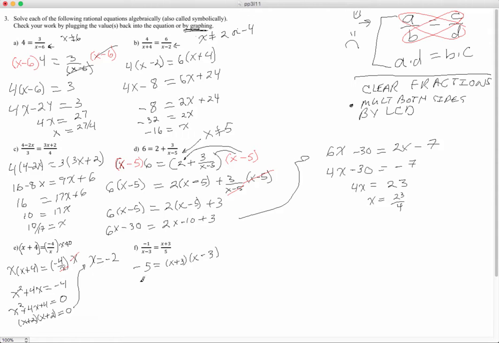And so that gets me negative 5 is equal to x squared minus 9, because I notice that's the difference of two squares, which says 0 is equal to x squared minus 4, which says that 0 is equal to (x plus 2) times (x minus 2). And I'm going to let you finish it up from there.